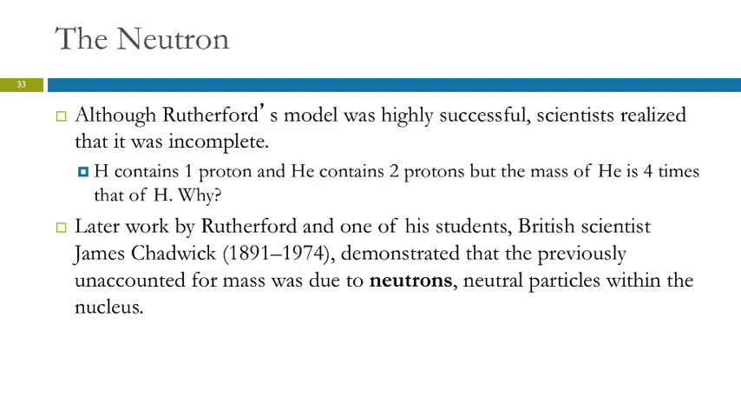So this model was really successful, but they did realize that it wasn't quite complete. An example of how it didn't quite work out was that a hydrogen atom contains one proton, a helium atom contains two protons, but the mass of helium is 4 times larger than hydrogen, not 2 times larger. So there must be something missing in here. Rutherford and one of his students, Chadwick, later determined that the unaccounted for mass was due to neutrons, neutral particles inside the nucleus.